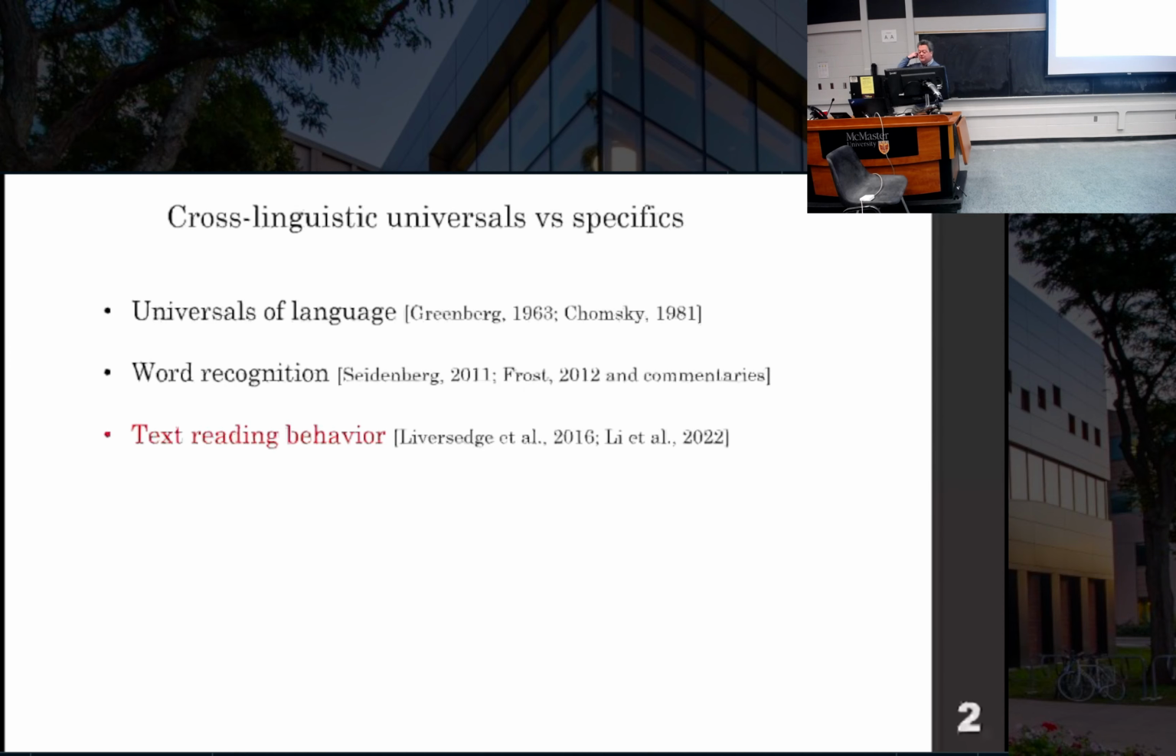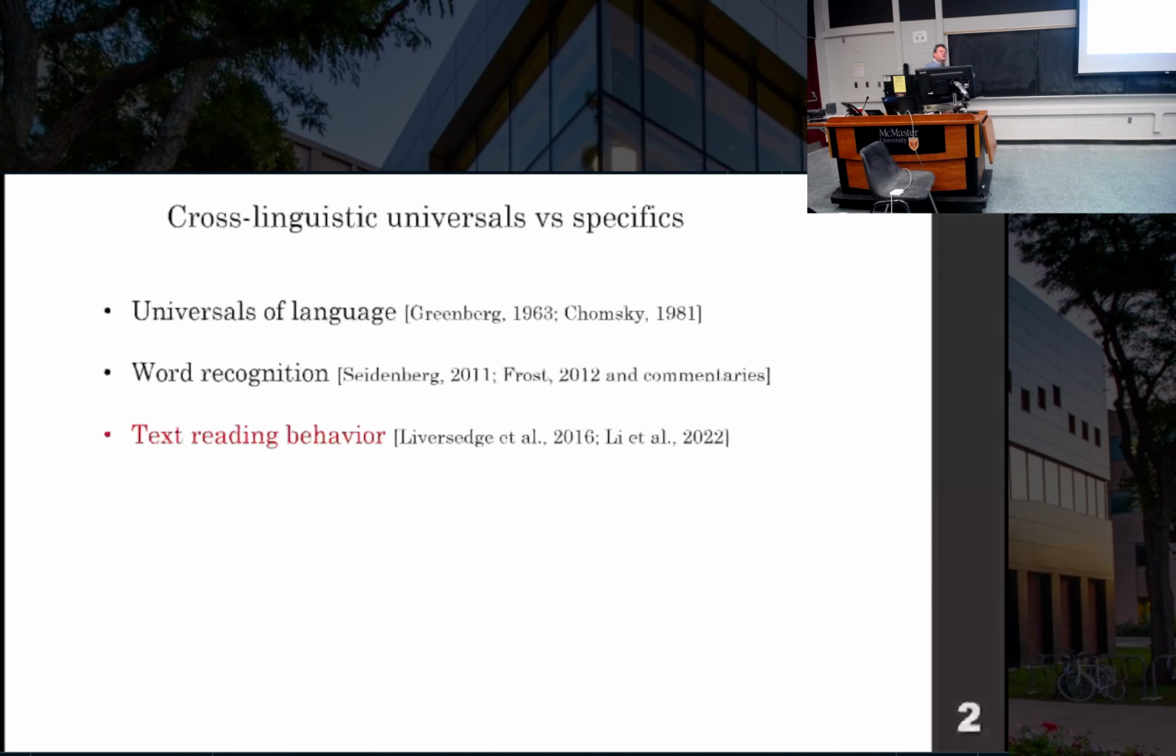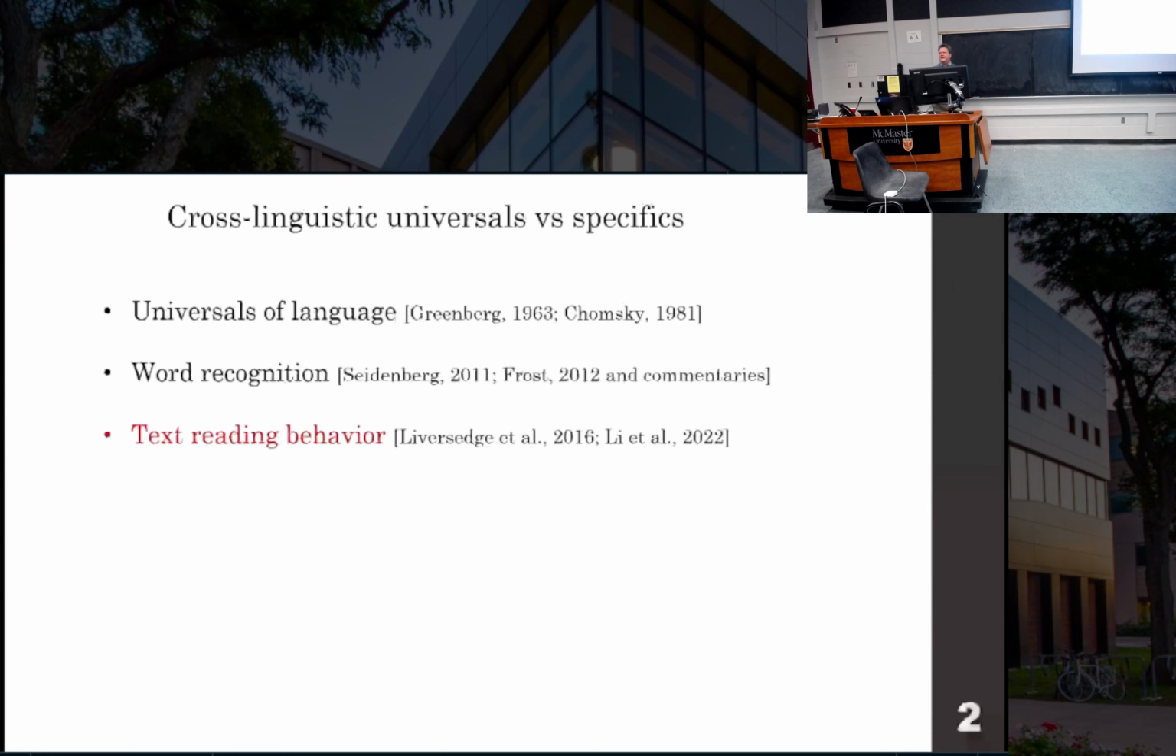Most recently in the theoretical literature, this has been picked up by Greenberg and Chomsky. And then a move has happened from just the structures of languages being universal or specific to the idea that behavior when doing language can be universal or specific as well. There's a tug of war there as well. And so there's been very interesting work specifically on word recognition, until we graduated all the way to text reading behavior. And that's what this talk is about.